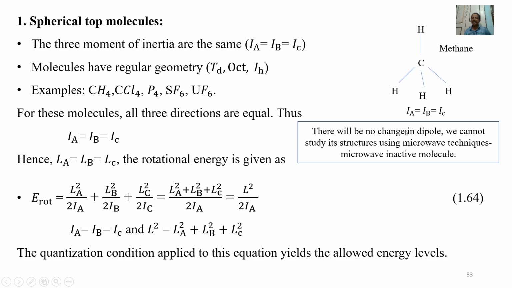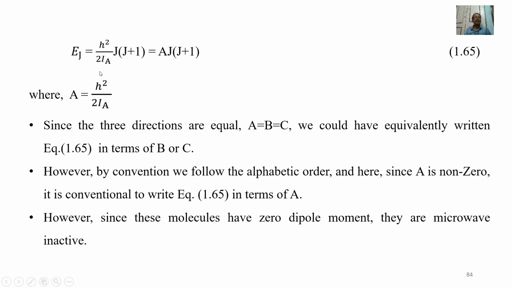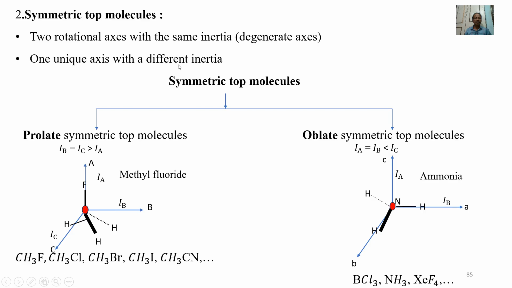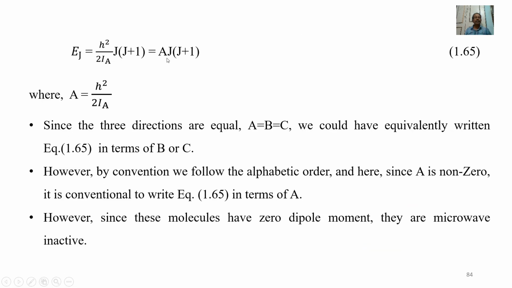The quantization condition applied to this equation yields the allowed energy levels, which is given by E_J, which is equal to h squared divided by 2I_A times J times J plus 1. So instead of h squared divided by 2I_A, we can write this as A. So we have A times J into J plus 1. Since the three directions are equal, that is A equals B equals C, we could have equivalently written equation 1.65 in terms of B and C. Instead of A, you can substitute B. Instead of B, you can write C.